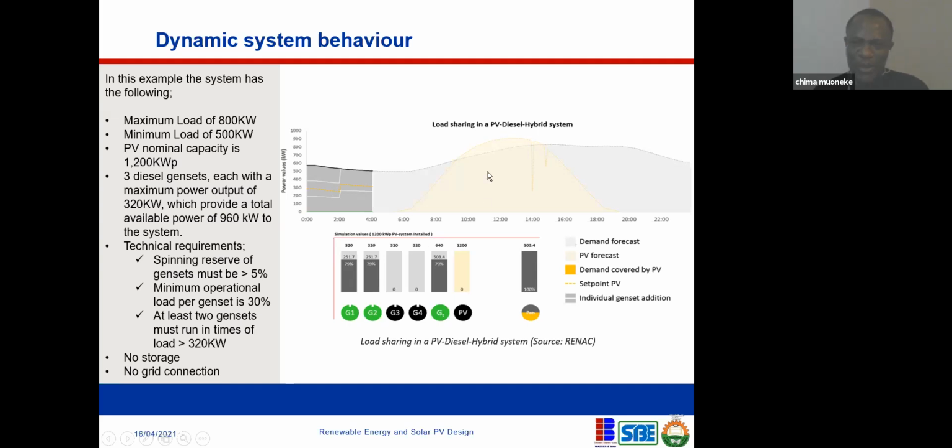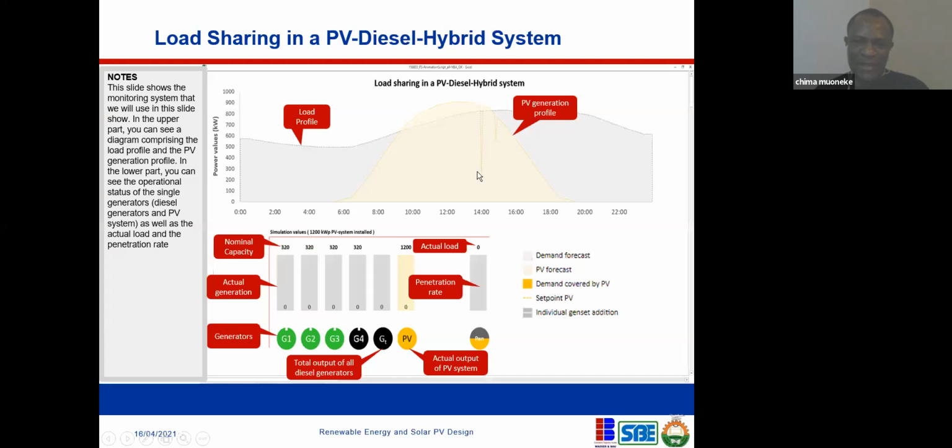So let me quickly describe what we have here. Look at the graphs here. This part that you're seeing, the yellow part, is the PV generation profile. Now, this part that you're seeing here is the load profile. All these parts are the load profile.